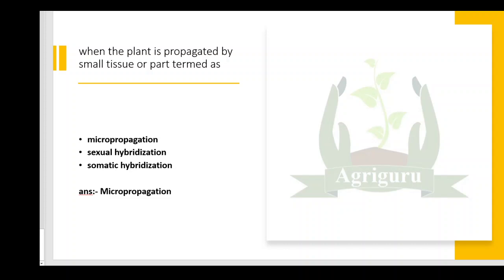One of the last questions, it is a definition of micropropagation. When the plant is propagated by small tissue or part, it is termed as micropropagation.